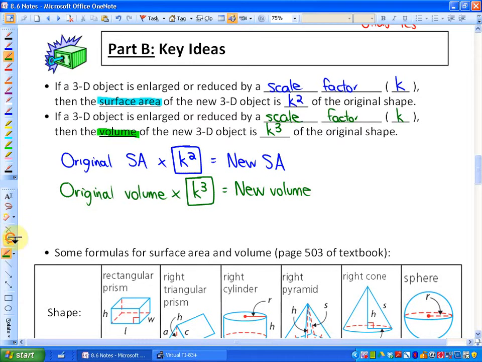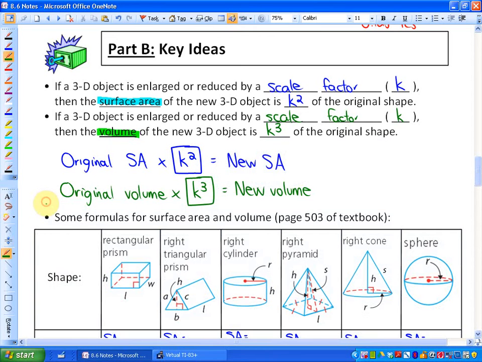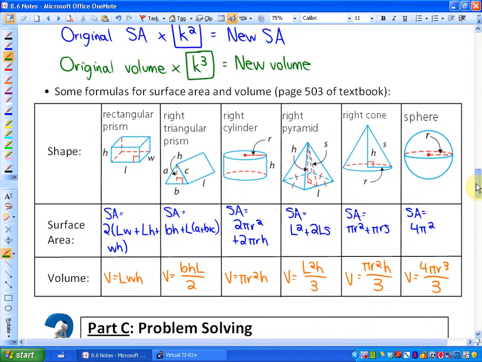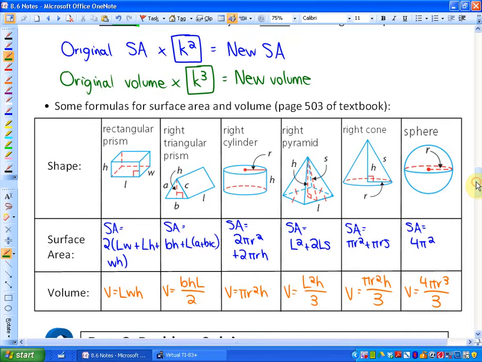And finally, just some formulas that are going to come up that may be helpful. You may want to pause this video in order to write them down, or if you're in my class, it's on page 503 of your textbook. Here are some formulas for surface area and volume, because we may need to calculate the surface areas before applying some particular scale factor. For rectangular prisms, the surface area is 2 times (length times width plus length times height plus width times height), and the volume is length times width times height.